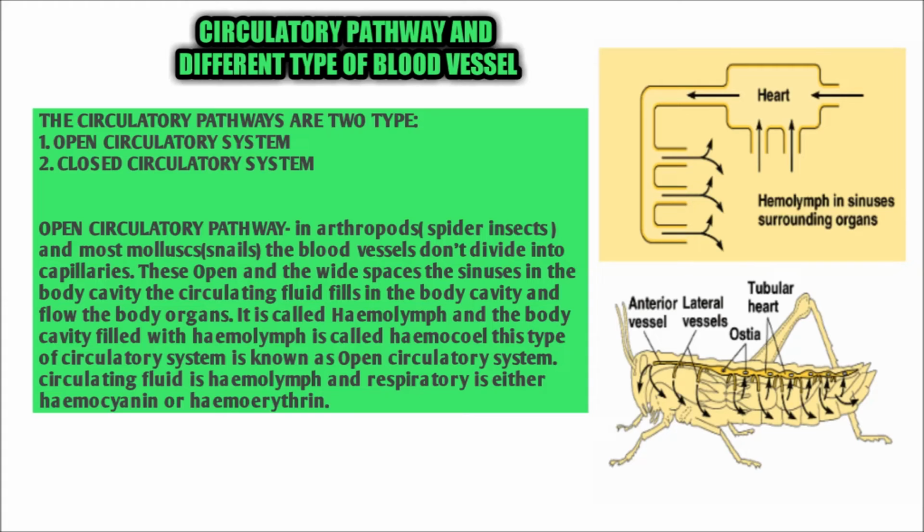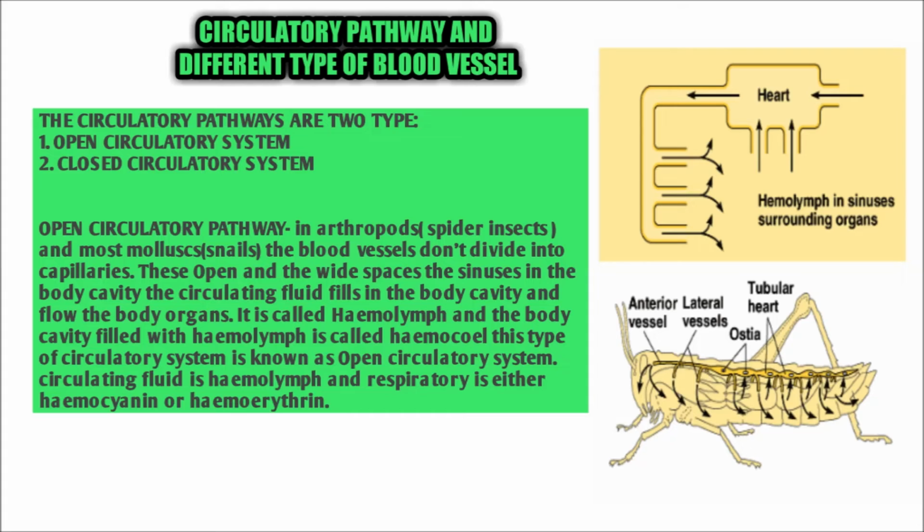These are the fluids which spread throughout the open circulatory system, and the hemocoel means the body cavity which is filled with the hemolymph. This part is known as the hemocoel. So this type of circulatory system is known as the open circulatory system, because we have seen the blood vessels are directly open inside the body and there are no capillaries. After purification, the body fluids are directly sprayed into the sinus parts, the body cavity parts, and it is sprayed throughout the body. So the circulatory fluid is hemolymph and the respiratory pigment is either hemocyanin or hemoerythrin.